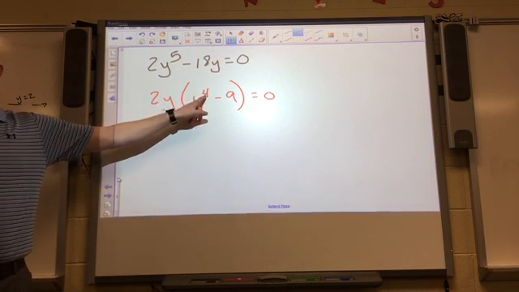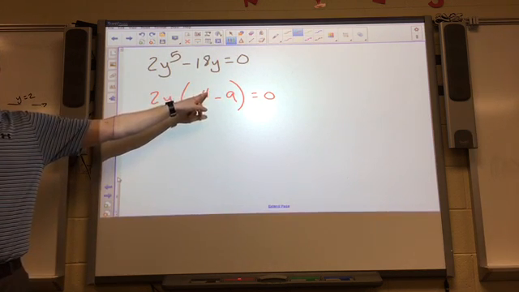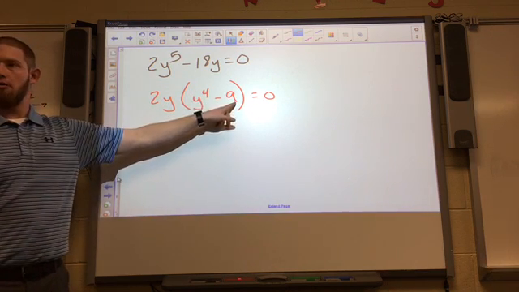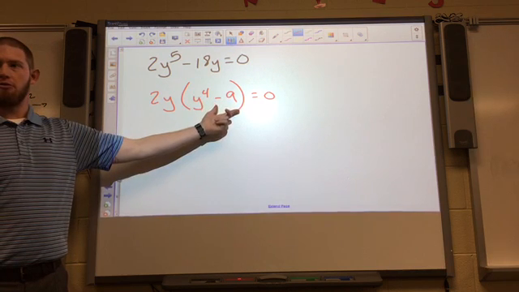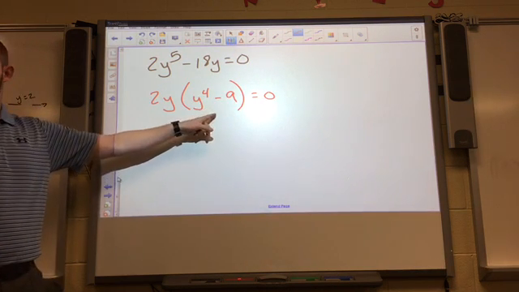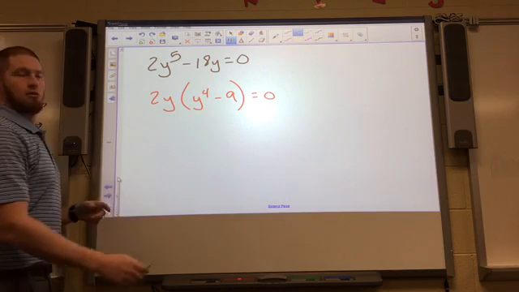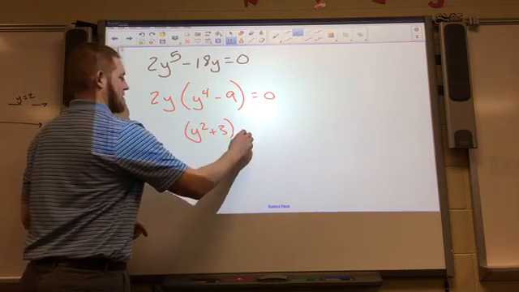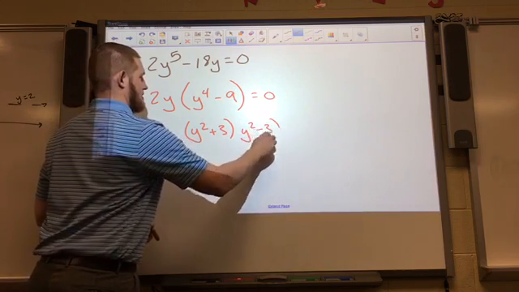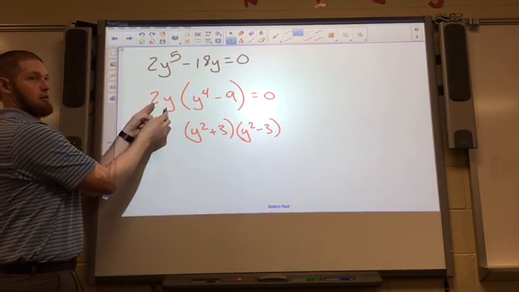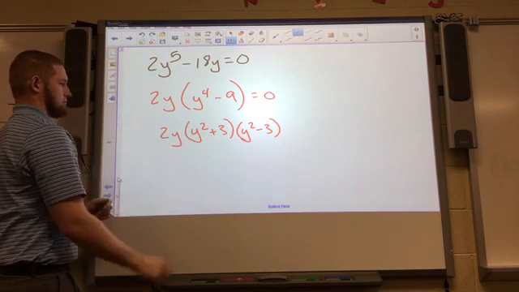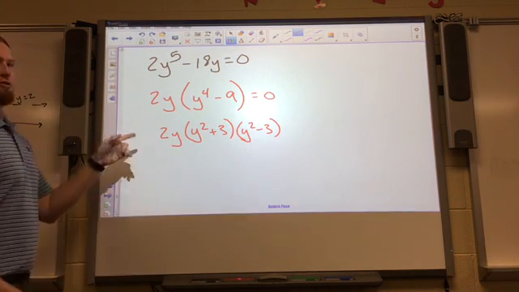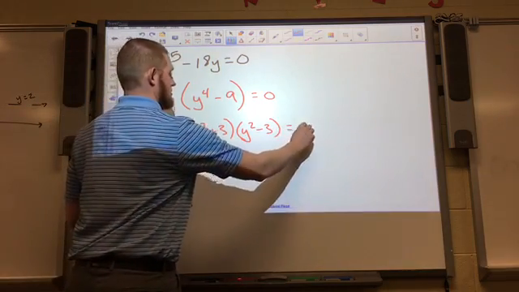Spencer, is y to the 4th a perfect square? Yes, because y squared times y squared is y to the 4th, right? So this is the difference of two squares. Remember what those factor to? Perfect. y squared plus 3, y squared minus 3. Do I still need my 2y? Yes. Okay. This all equals 0.